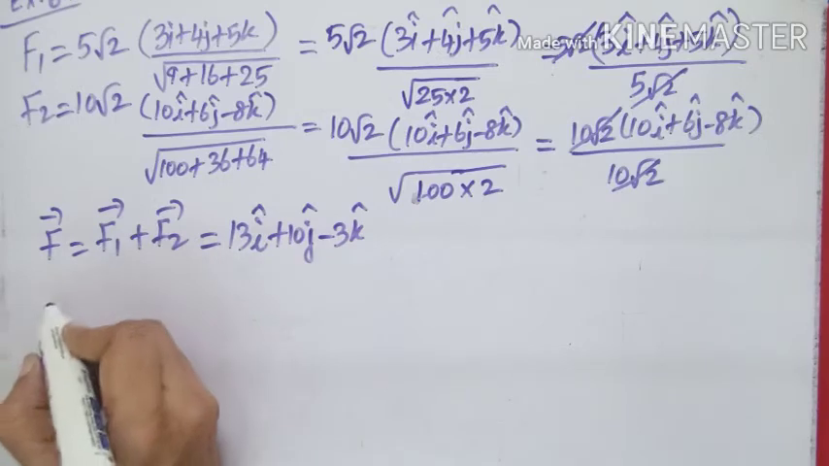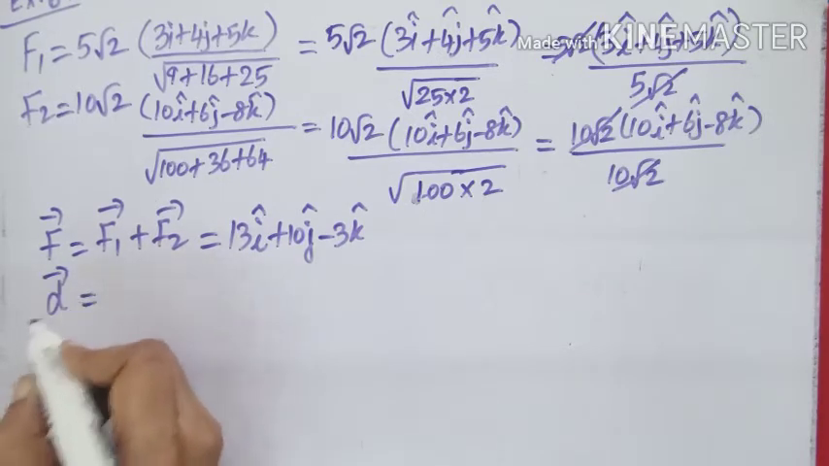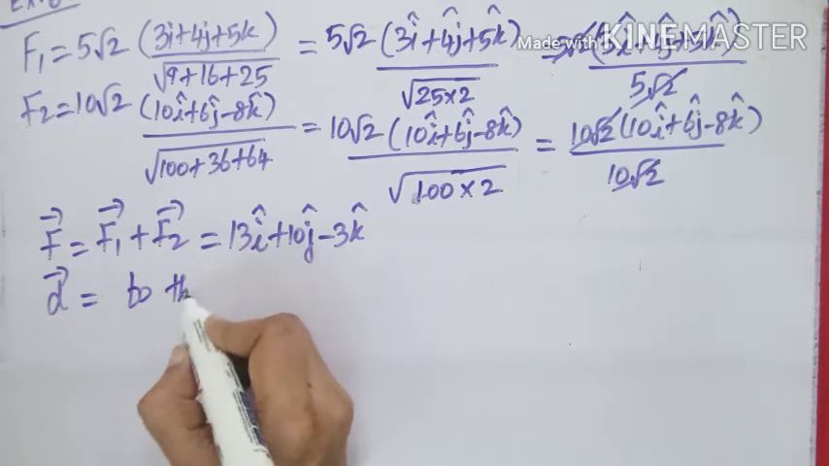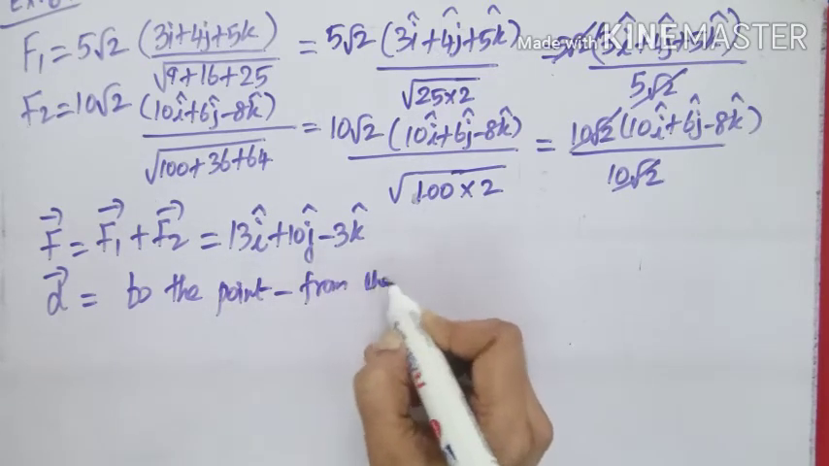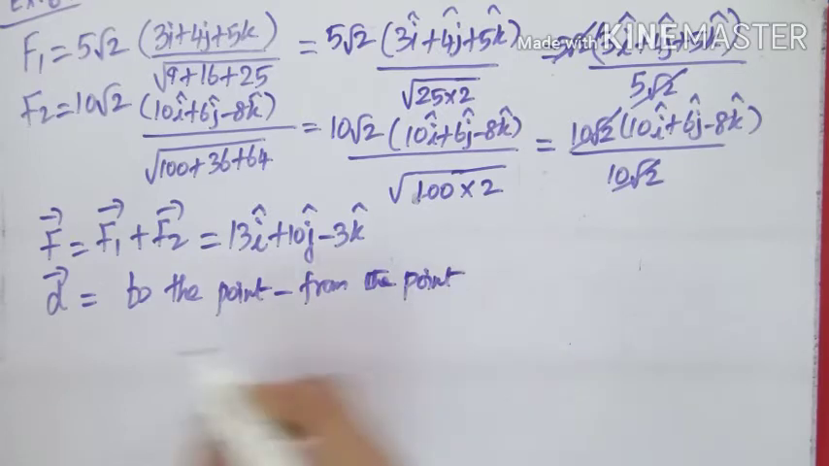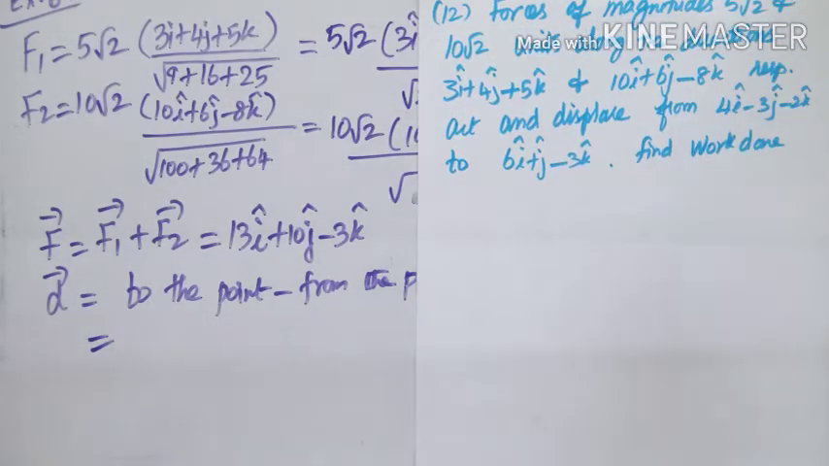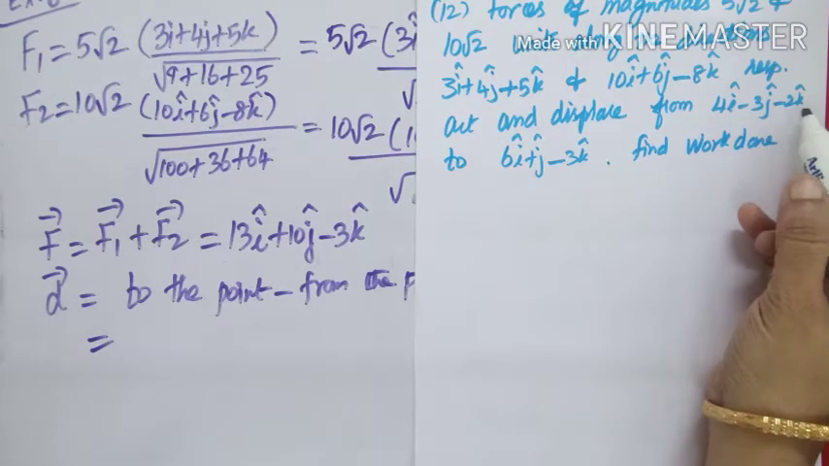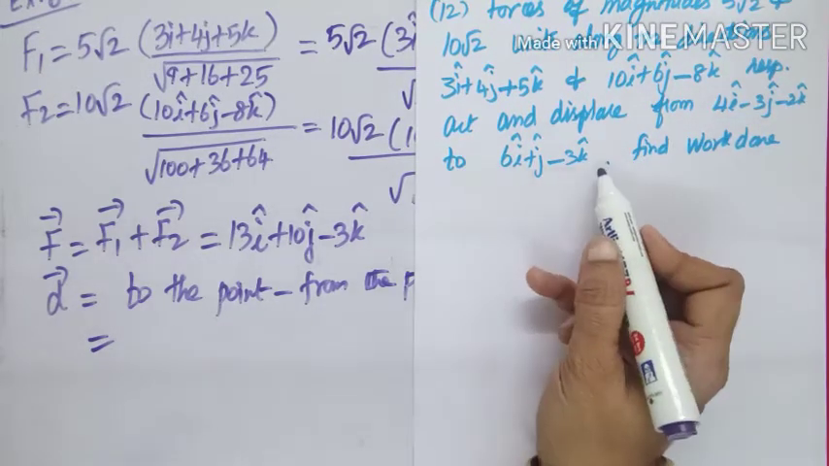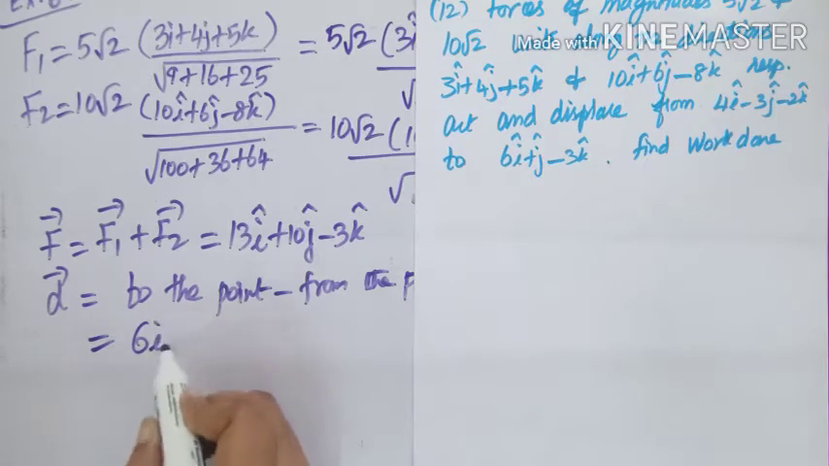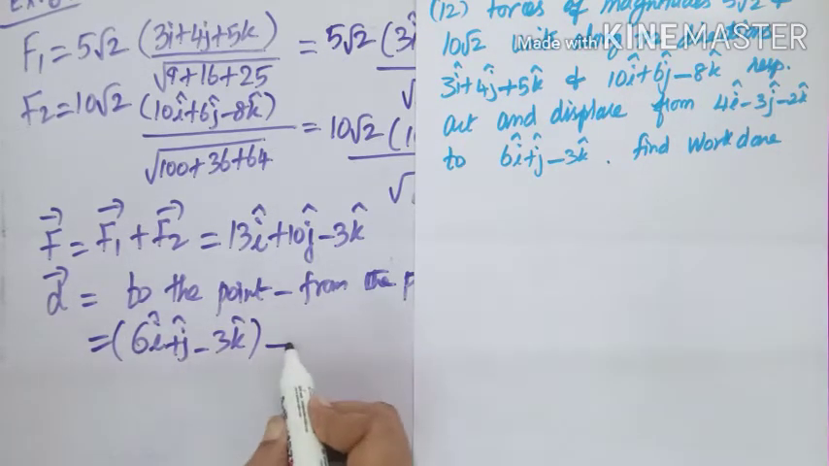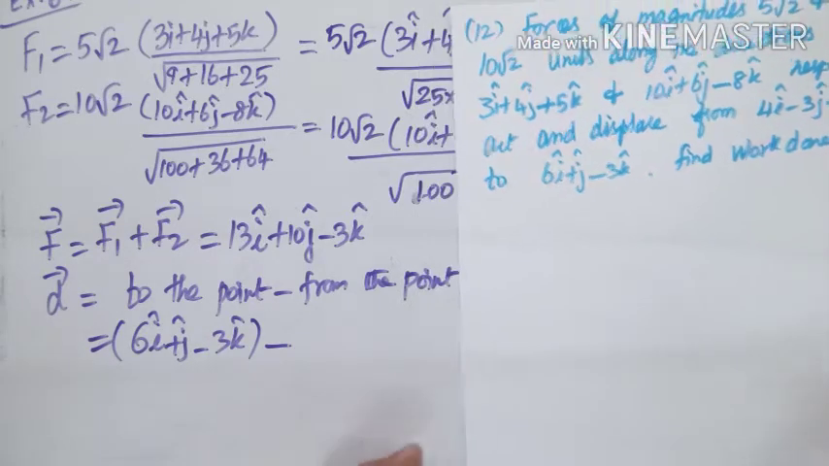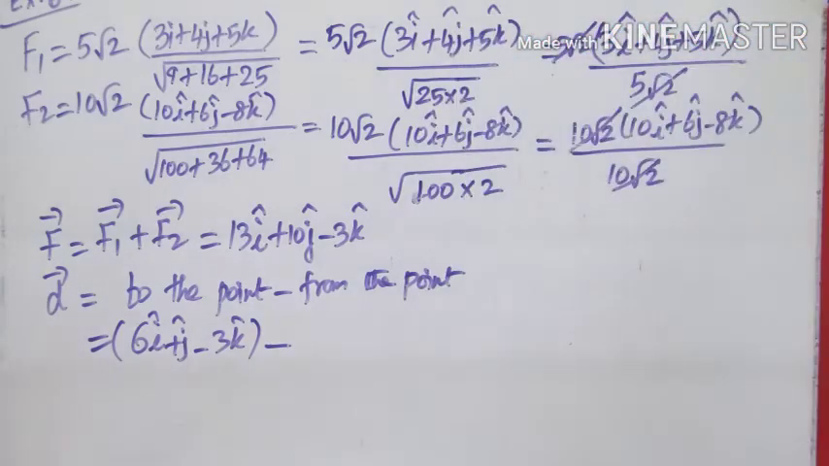Once I know F, my second step is to find D. D formula: to the point minus from the point. So refer to the question, what is to the point and what is from the point. From 4i minus 3j minus 2k to 6i plus j minus 3k. So 6i plus j minus 3k, I have to subtract 4i minus 3j minus 2k.